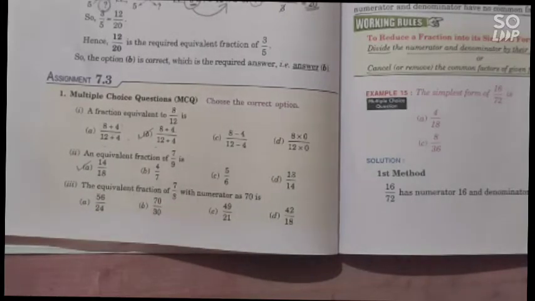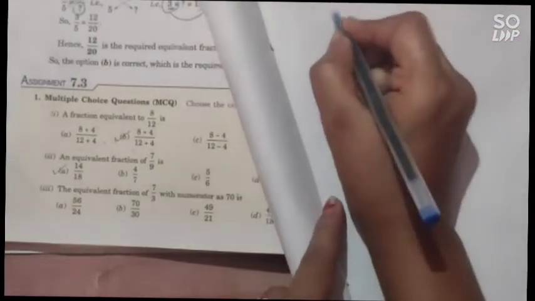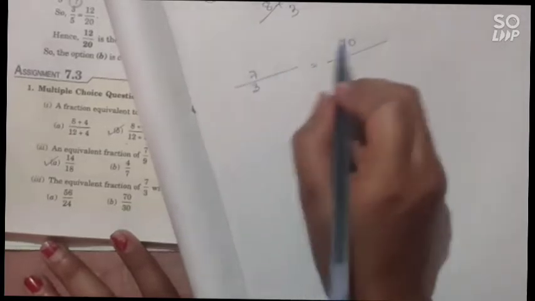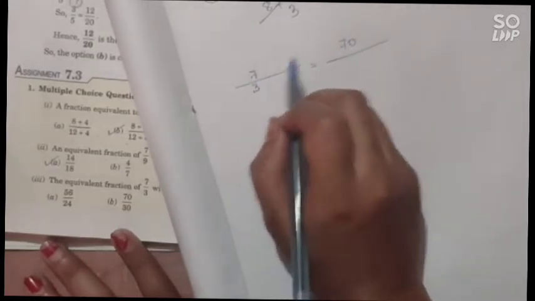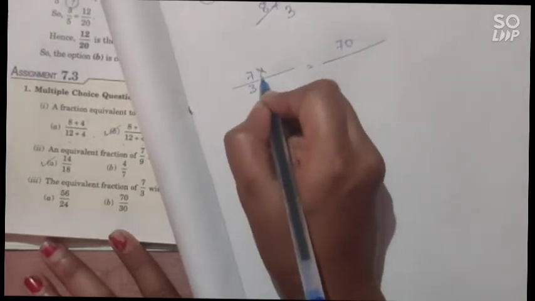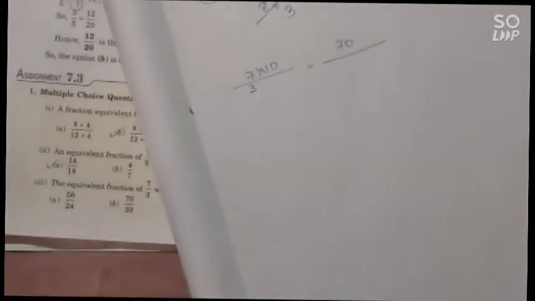Next question, the equivalent fraction of 7 by 3 with numerator 70. We have to make the numerator 70. So how can you get 70 from 7? You need to multiply 7 by 10, but you cannot multiply only one of the numerator and denominator by a number.